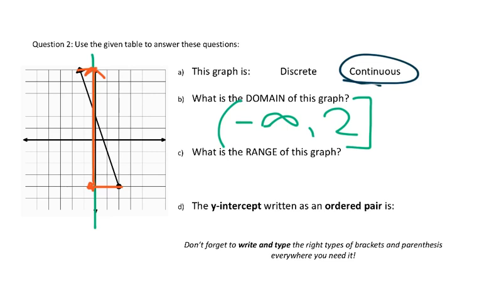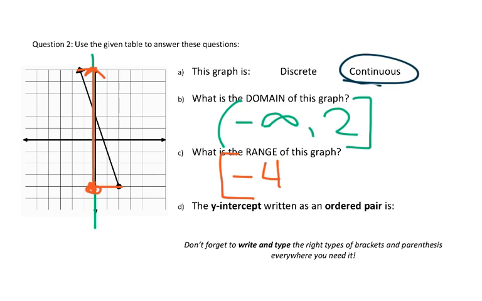So we do range just like domain. We'd go from lowest to highest. What is the lowest it can be? Well, down here at the bottom of my graph, that is negative 1, 2, 3, 4. So negative 4. Is it equal to that negative 4? Well, because it is a closed circle, yes it is. So I'm going to use that bracket for equal.